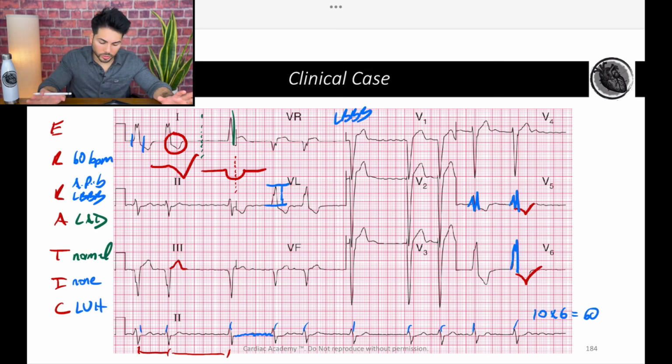So in conclusion, we have AFib with a rate of 60 beats per minute. We have a left bundle branch block. We have left axis deviation with left ventricular hypertrophy, okay? You see? Bulletproof. All right, good.